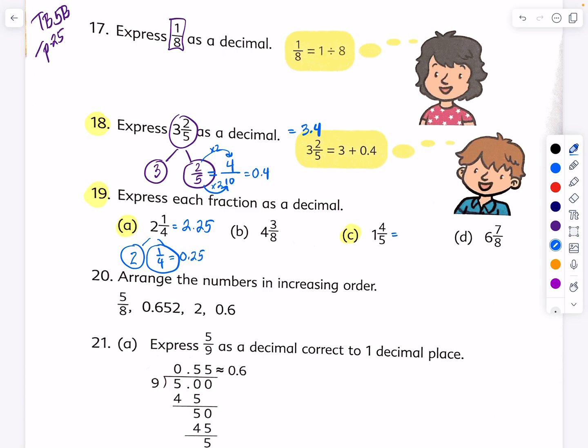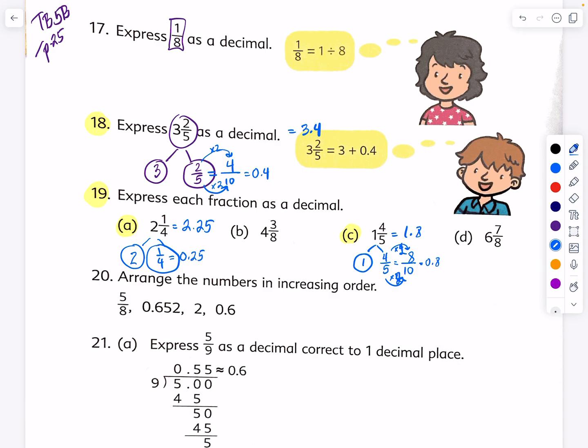Okay, let's jump to example C. 1 and 4/5. Again, let's think of it as its whole part and 4/5, which is its fractional piece. Now, 4/5, well, 5 goes into 10, right? We just looked at tens, and it goes 2 times. Therefore, what we do to the bottom, we must do to the top to create an equivalent. So we have 8/10, which is the same as 0.8. So 1 and 4/5 is the same as 1.8. I hope this is clear to you, my friends.